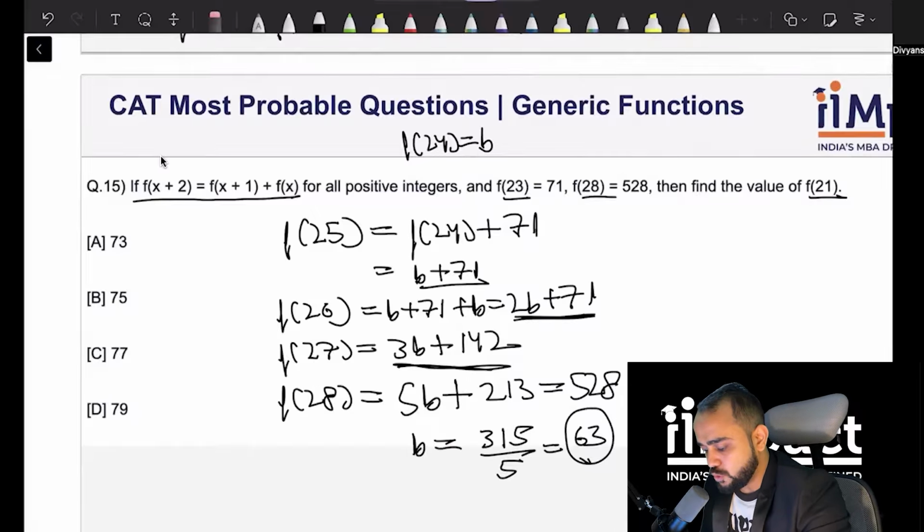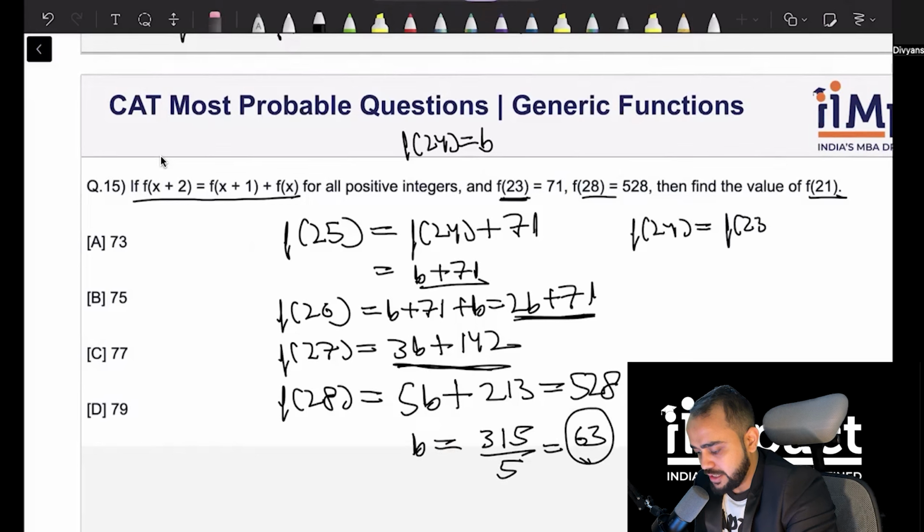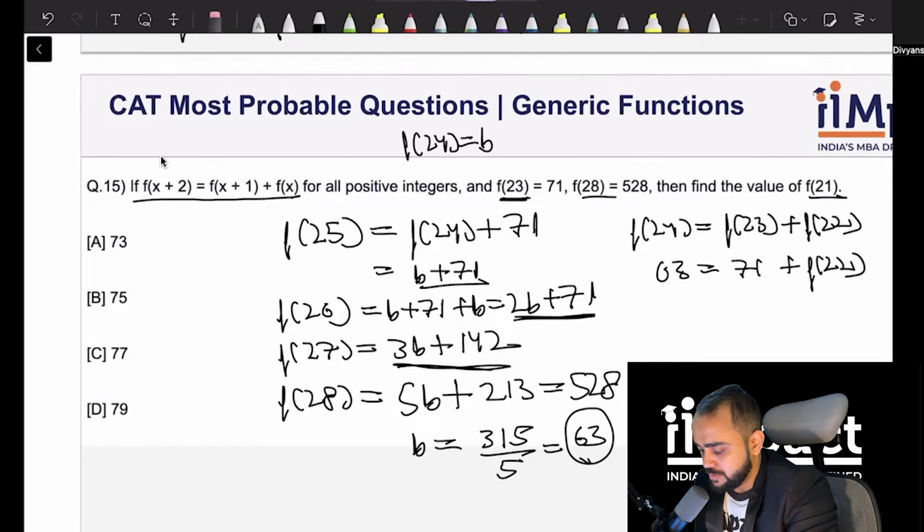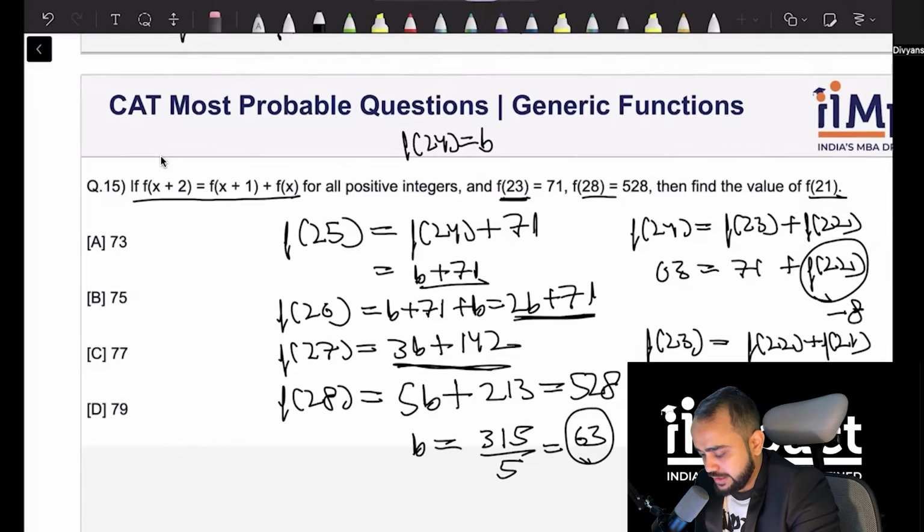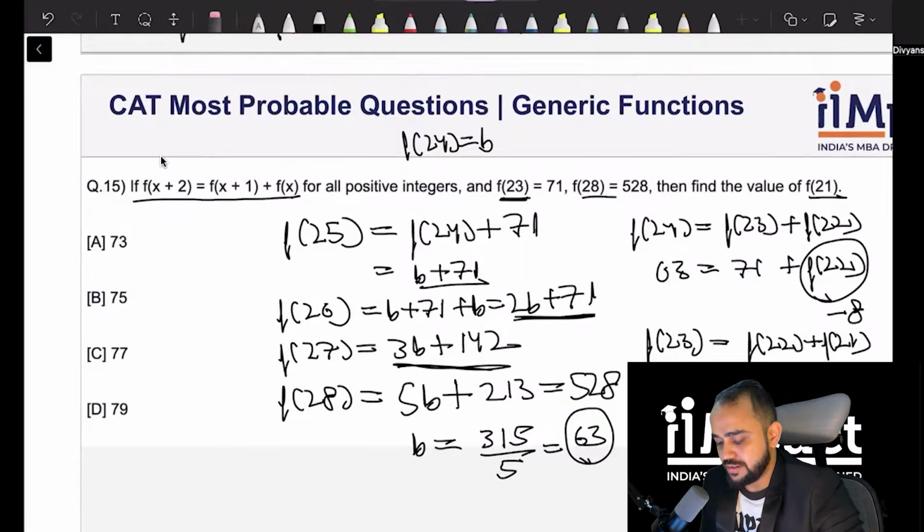So I now have two consecutive terms, so I can make my way back. f(24) is going to be f(23) plus f(22). So 63 is equal to 71 plus f(22), which means f(22) is minus 8. Now I'll write f(23) is equal to f(22) plus f(21). f(23) I have as 71, which is equal to minus 8 plus my answer. So my answer turns out to be 71 plus 8, which is 79.